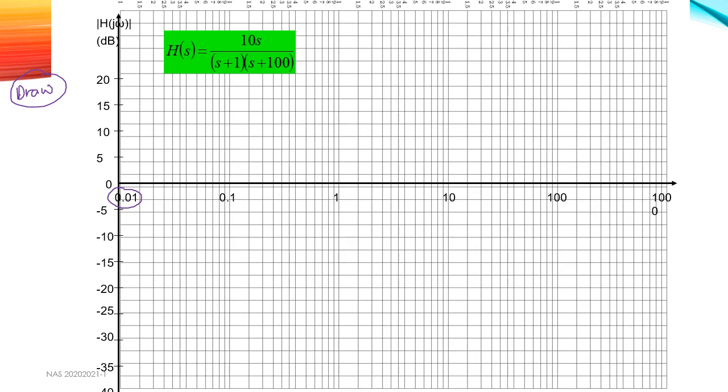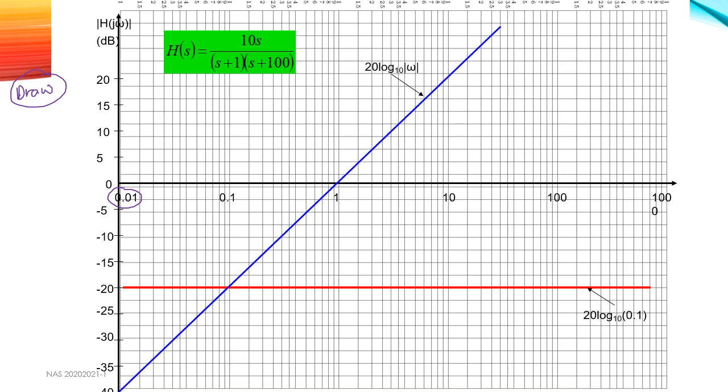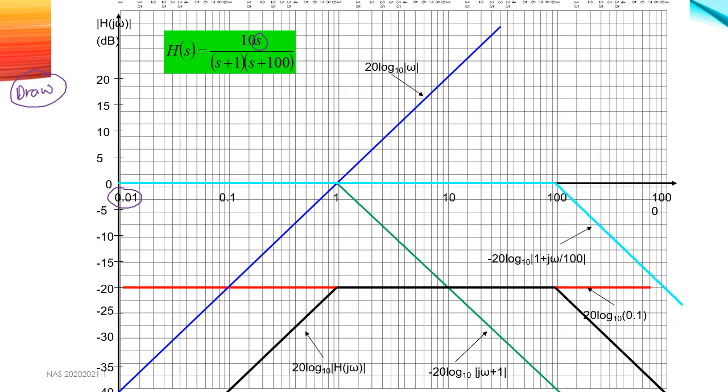Alright, so next, draw the constant, the K, and then you have the zeros. You have zeros at origin, crossing at 1, and then you have poles at 1, and lastly you have poles at 100. Okay, finally sum them up, just as the one that I discussed earlier, but in this case you use the logarithmic paper.